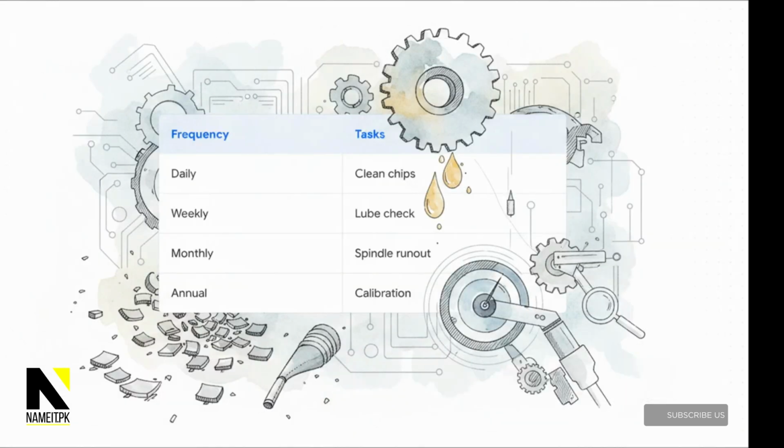Implementing a structured daily, weekly, monthly, and annual maintenance schedule is absolutely critical to preserving your tolerances and extending the machine's lifespan. We're talking daily tasks like cleaning chips and checking fluids, weekly lubrication and coolant tests, monthly spindle runout checks, and annual professional calibrations. Stick to this, and your investment will continue to perform at its absolute peak.